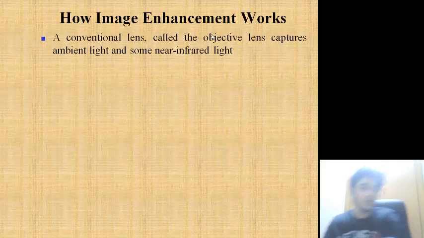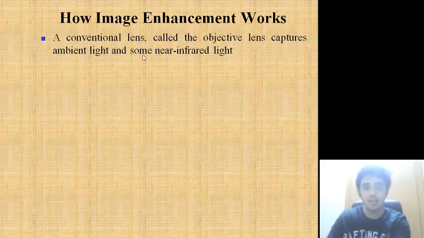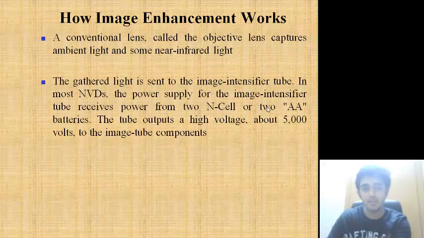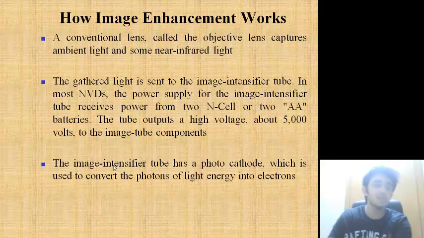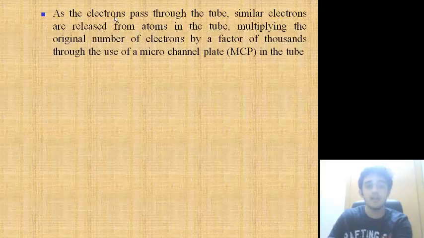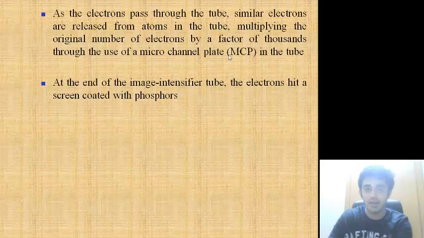So this is what I was exactly saying. A conventional lens captures the ambient light and some near infrared light. The two AA batteries supply about 5000 volts to manage the image tube components. The image intensifier has a photocathode that converts photons into electrons. The electrons pass through the tube, multiplying the original number through the microchannel plate. So this is the most important plate right here.